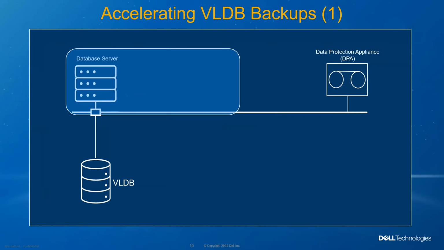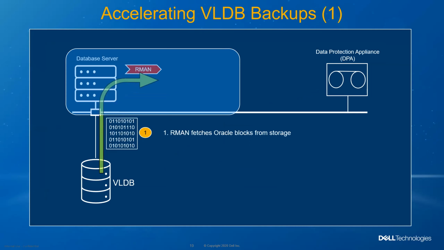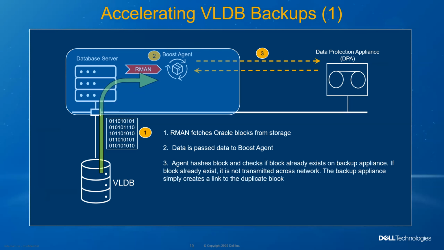Let's look at the mechanics of how that would work. Step one would be RMAN fetches the block from storage. It passes the block to what we call the boost agent. And this agent hashes the block and it checks with the backup appliance whether that block already exists on the storage device. If it already exists, it effectively discards it, and the backup appliance then creates a link to that in the current backup. It creates a link to the deduplicated block.